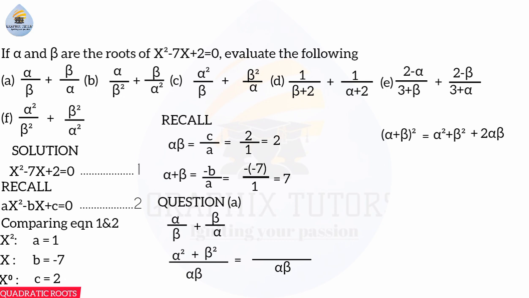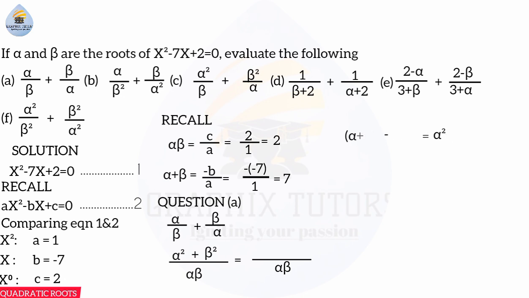Now what are we looking for? We're looking for alpha square plus beta square. Now you leave that where it is and you take plus 2 alpha beta to the other side. And when you're taking plus 2 alpha beta to the other side, it gives you minus 2 alpha beta. Am I correct? So you now be left with alpha plus beta all square minus 2 alpha beta.